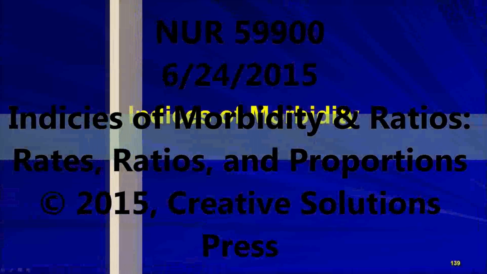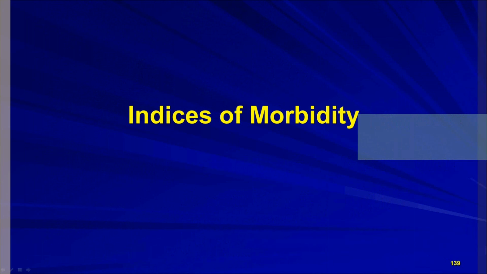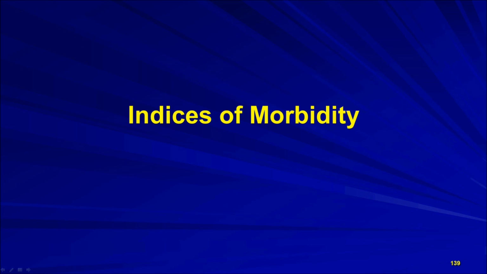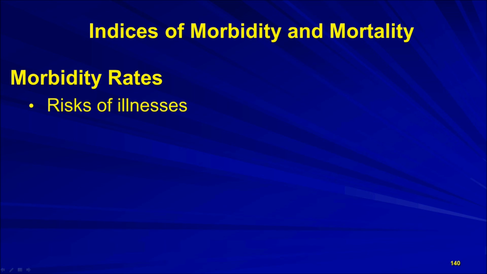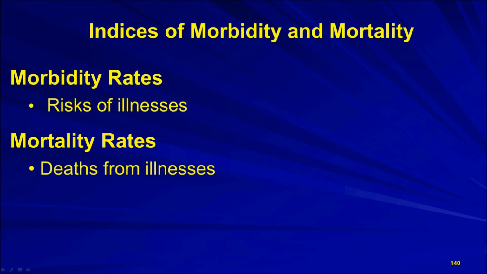Focus on indices of morbidity or disease, and I'll acquaint you with the basic terms and the calculation processes and what to pay attention to, etc. Now, what we have is morbidity rates, which of course is the risk of illness. We have mortality rates, and that has deaths from illness. And last, we have birth rates.